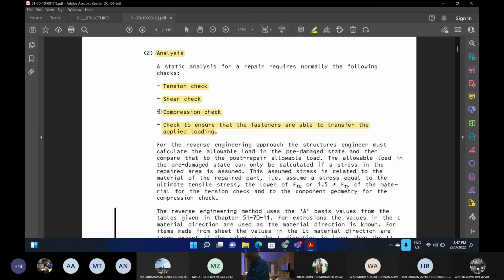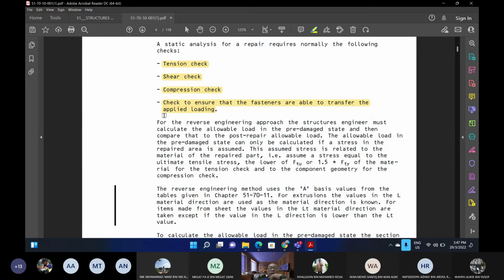Okay, let's continue. Okay, now what is next? Okay, how do we do it? For the reverse engineering approach, structure engineer, you are structure engineer. Okay, so what you apply for, if you talk to Airbus, you apply for structure engineer.